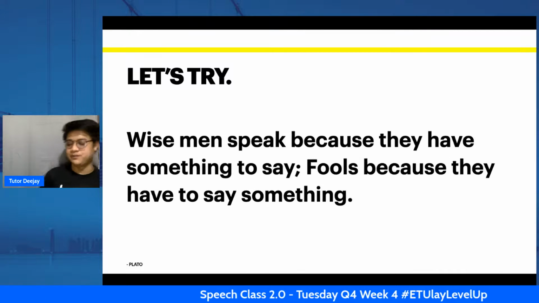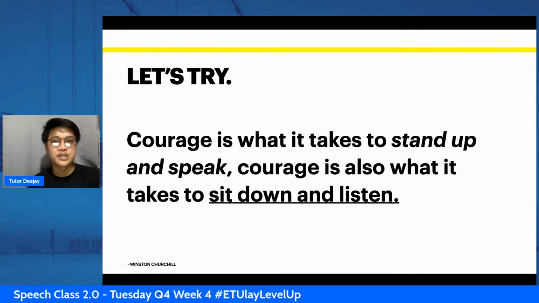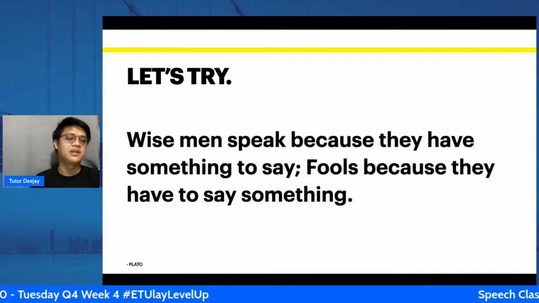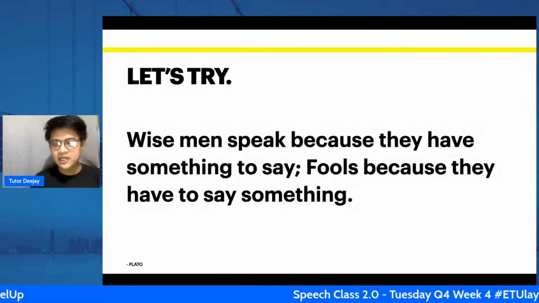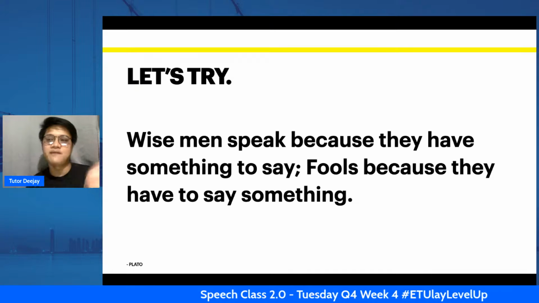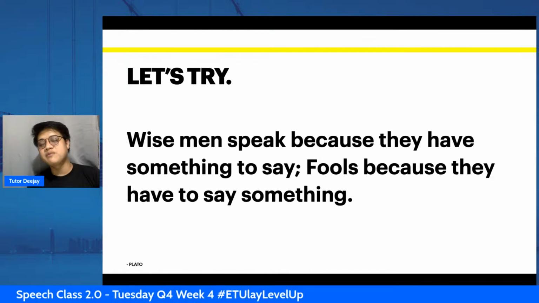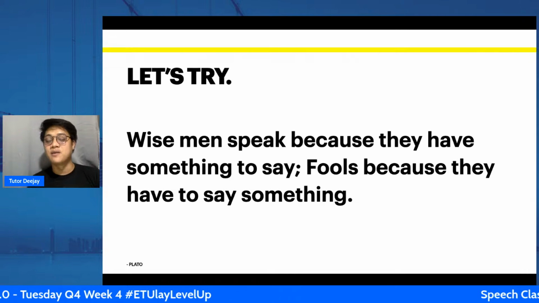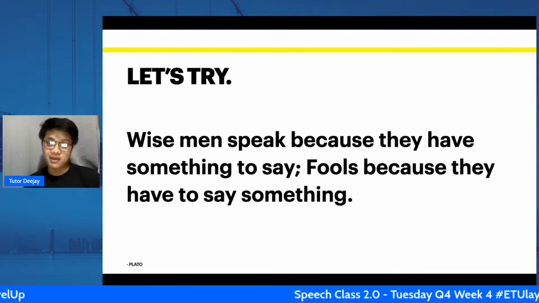Okay, let's try this one too. By the way, the last one was mentioned by Mr. Winston Churchill. Isa sa mga pinaka-idol ni Tudor DJ. Okay, this one was mentioned by Plato. Let's apply everything: natural tone, natural volume, and varying volume. Wise men speak because they have something to say. Fools because they have to say something.